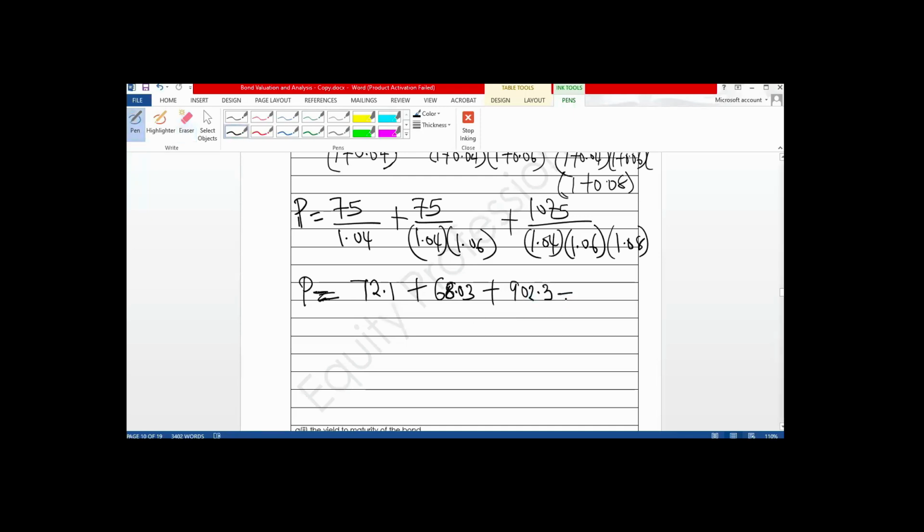Now sum up. What is the price? 72.1 plus 68.03 plus 902.91 gives 1,043.05. You have gotten the price of the bond. You are done with that.